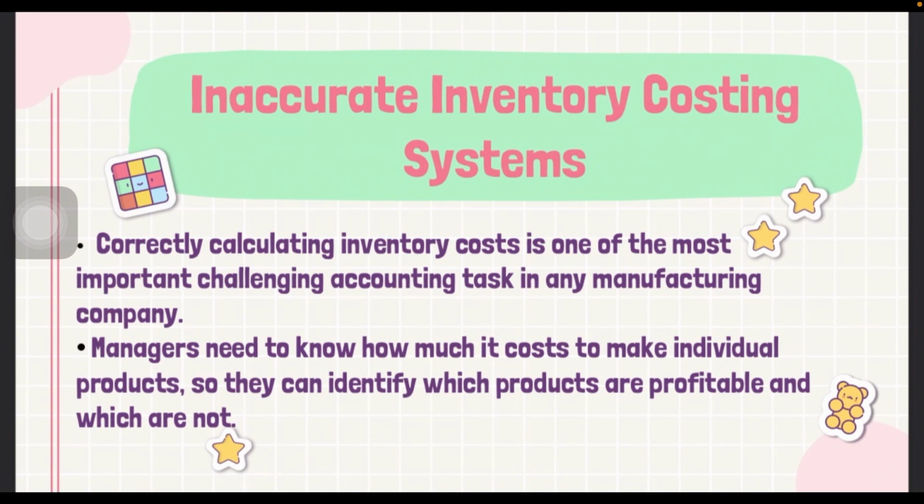So next is inaccurate inventory costing system. Inspecting inventory cost is one of the most important and challenging accounting tasks. Managers need to know how much it costs to make an individual product, so they can identify which products are profitable and which are not. An ERP system can help improve the accuracy of inventory cost accounting. So finally, we will discuss the rationale behind activity based costing as a method to further improve the accuracy of inventory cost accounting.